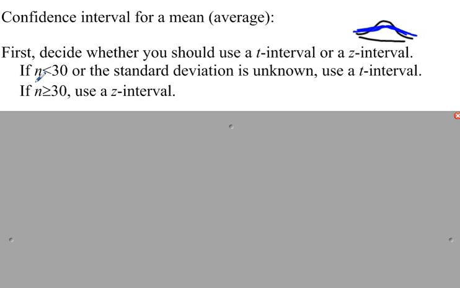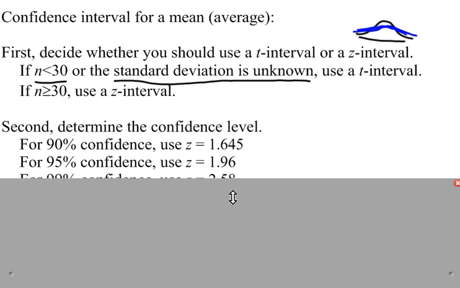So turns out if you have less than 30 people or less than 30 samples, or if you don't know your standard deviation, so basically, if you have any doubts about your data, we use a t-interval. It's just a safer calculation. If we have a large sample, if we survey a lot of people, and if we know the standard deviation, so if our data is pretty safe, we use a z-interval. Okay, that's step one, to make that decision.